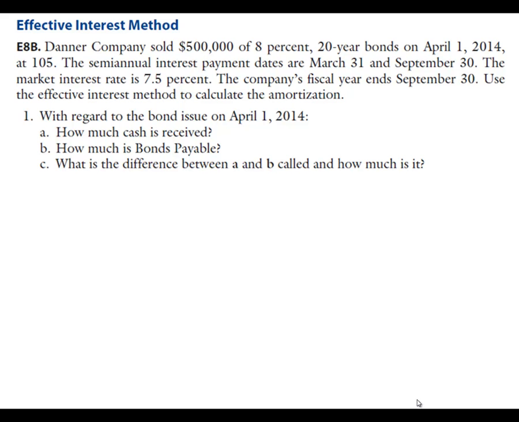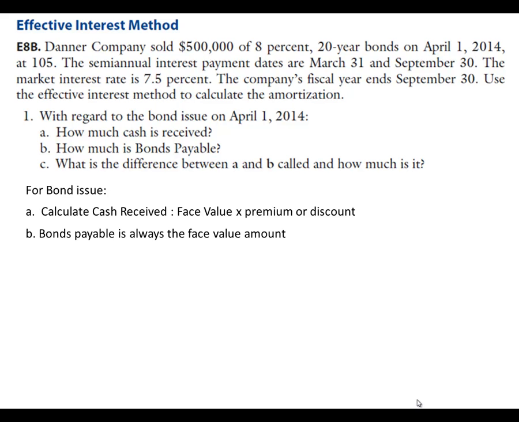It says with regard to the bond issue, how much cash is received, how much is bonds payable, and what's the difference between A and B. Now during the issue, there is no difference between the effective interest method and the straight line method. Those calculations remain the same. So for a bond issue, we have to calculate cash received, and we take our face value times the premium or the discount amount, which in this case is the premium. So the face value is $500,000 times 1.05. Now bonds payable is always going to be the face value amount, which in this case is $500,000.